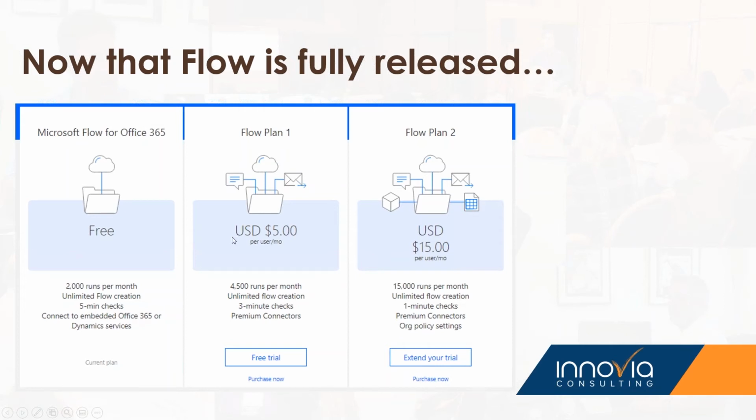Then there are some additional Flow Plan 1 and Flow Plan 2 for heavy flow users. You see this is pretty inexpensive, $5 or $15 per month. And again, it's counting the runs per month. So 15,000 runs per month on Flow Plan 2, and then you start to get the check time down. This is checking every 3 minutes instead of every 5, and Flow Plan 2 runs every minute.